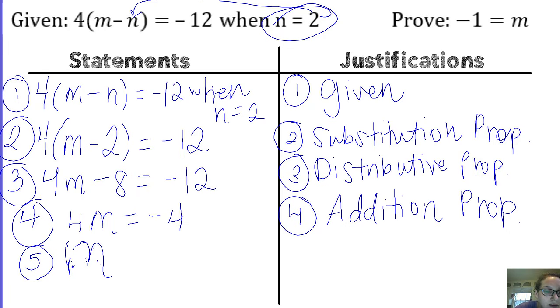M equals, and then negative 4 divided by 4 is negative 1. I divided by 4 on both sides, so that's the division property.